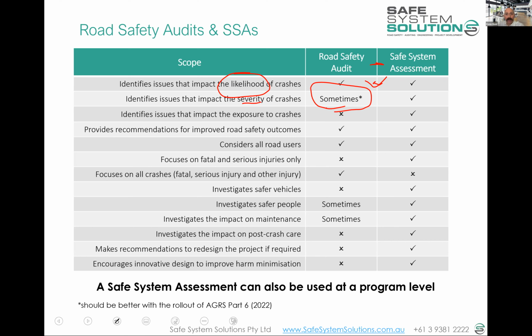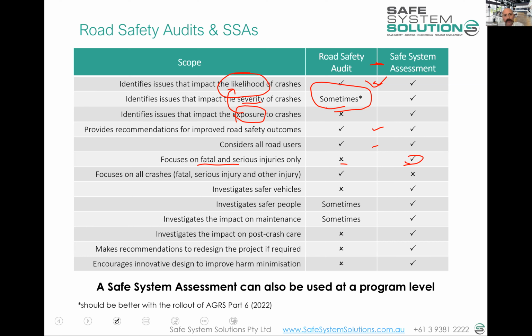Don't get me wrong, we've got to do everything we can to stop crashes happening, but we do need to get in the mindset that even if we've done all of that right, crashes will still happen, and how do we manage that? Exposure as its own entity is just not done in road safety audit. It's embedded into likelihood. Recommendations to improve road safety, yep, both do that. Consider all road users, both do that. Focus on fatal and serious only, that's safe system assessments. Road safety audits will look at more minor things and property damage and those sorts of incidents.